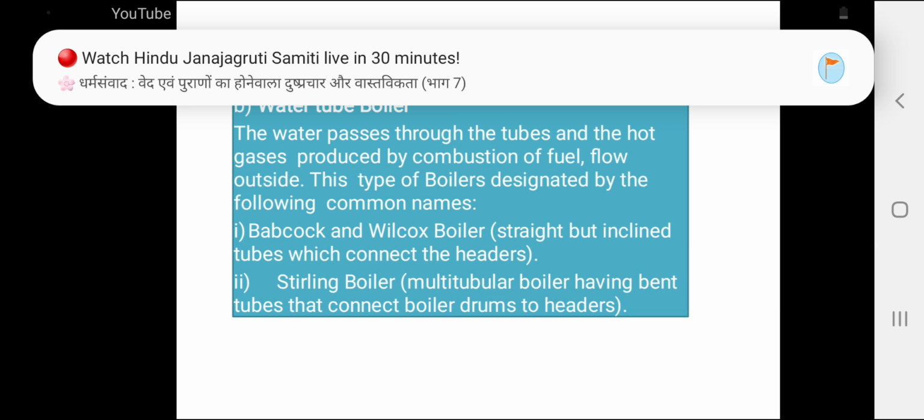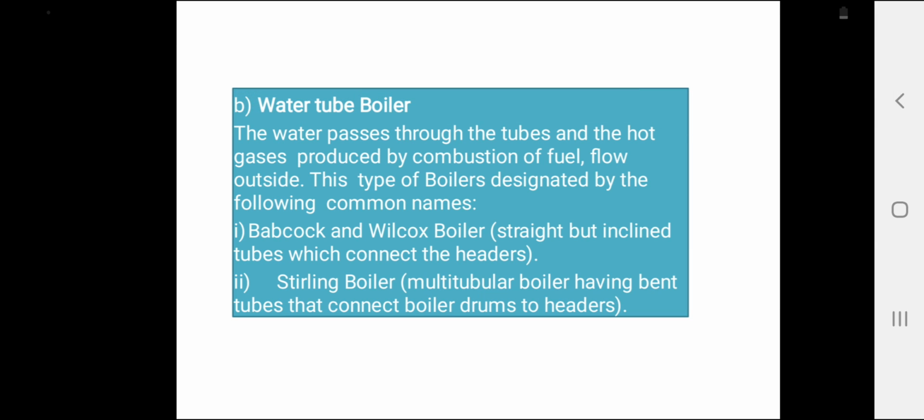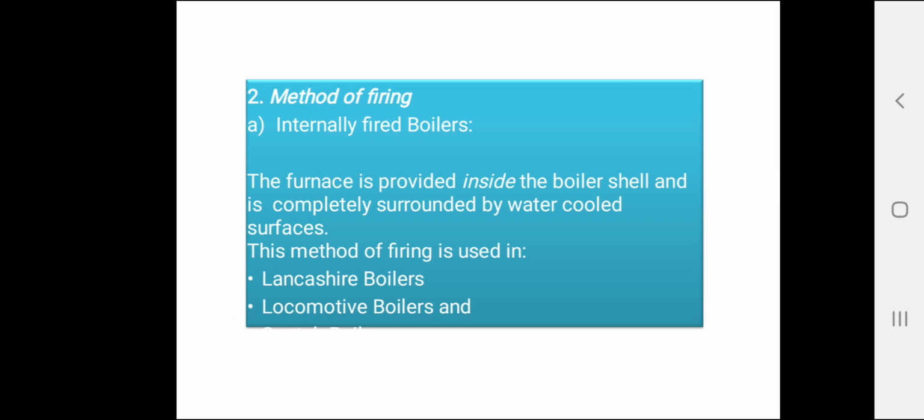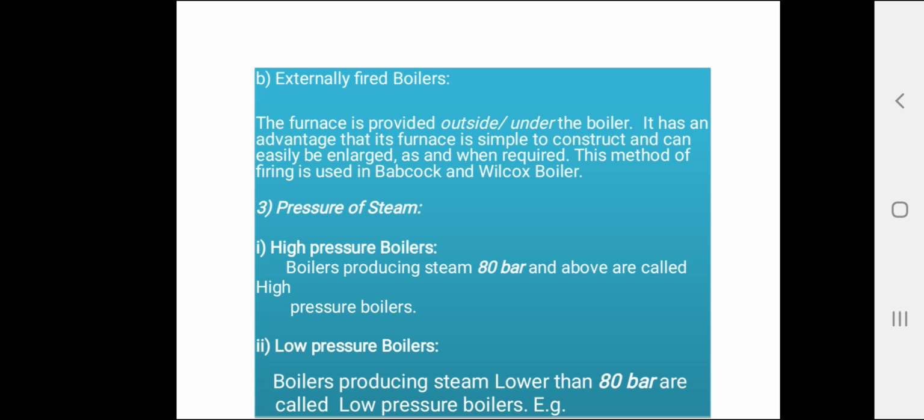Then the second classification is according to the method of firing: internally fired boilers and externally fired boilers. In an internally fired boiler, the furnace is provided inside the boiler shell and is completely surrounded by water cooled surface. This method is used in Lancashire boiler, locomotive boiler and Scotch boilers.